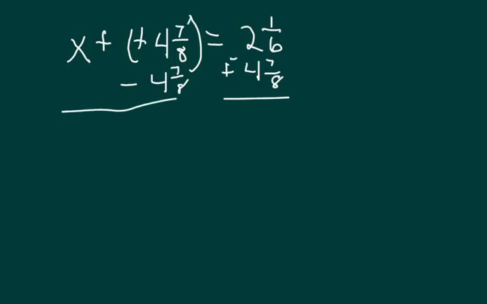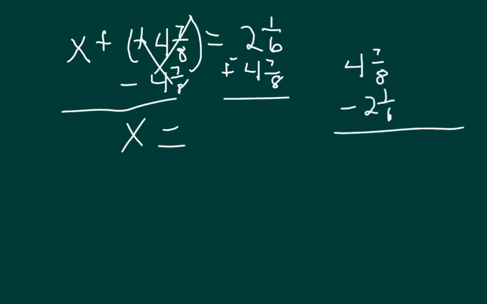And this is a 0 pair, so on the left side we have x. And when you have a positive and a negative combined, you have to find the difference between the two numbers. So I have to do 4 7/8 minus 2 1/6. I think in most of the examples we've done so far, you just had to multiply the denominators to get a common denominator, and it always works. I can say 8 times 6 is 48. But in this case, there is actually a smaller one. The least common denominator is not 48.